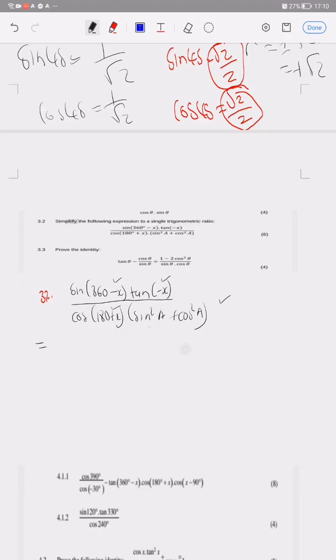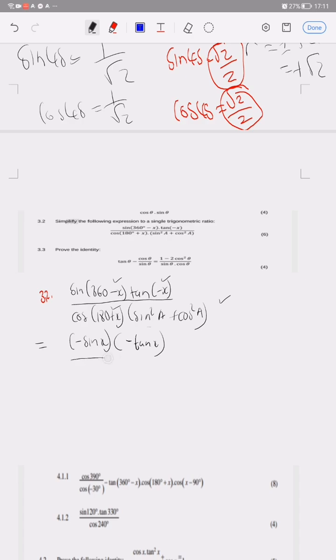All right, so how do we do this? First things first, 360 minus x is in which quadrant? It is in the fourth quadrant. What is cos? What is sine? Sine is negative, so I'm going to say bracket negative sine x. Then bracket again. What is the tan of negative x? Negative x is in the fourth quadrant, therefore tan is negative.